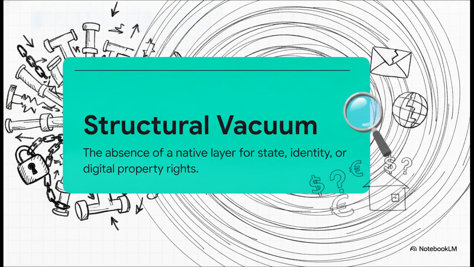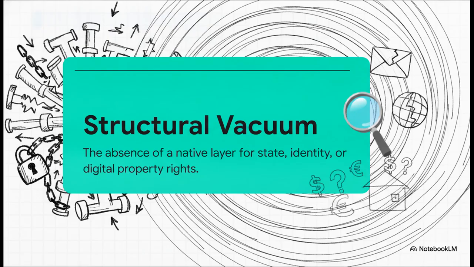Now, Andreessen's pragmatic victory absolutely gave us the beautiful visual internet we love today. But it inadvertently bypassed deeper semantic standards. Because the early web was built so incredibly fast, it was left with this massive structural vacuum. Basically, that's the complete absence of a native layer for state, identity, or digital property rights.